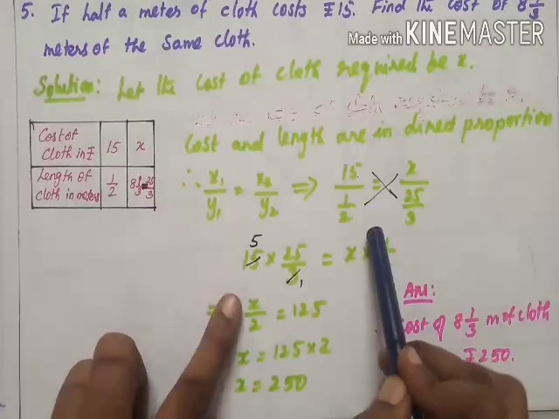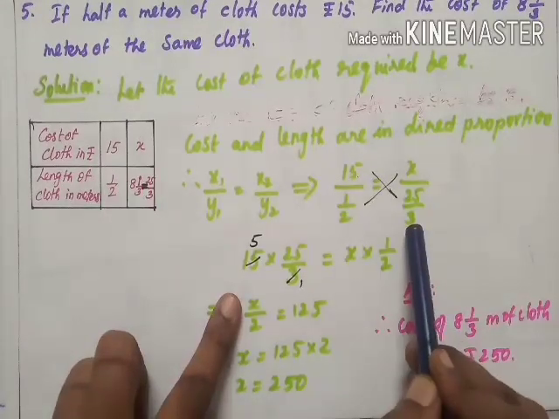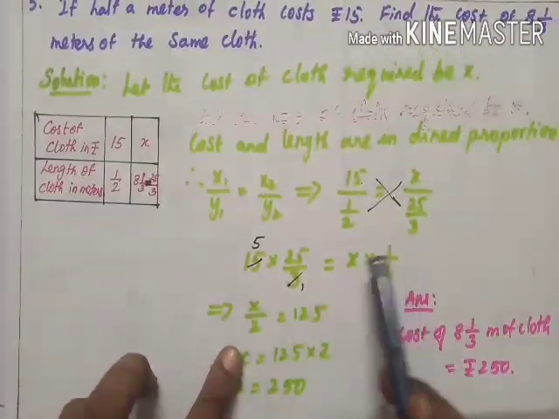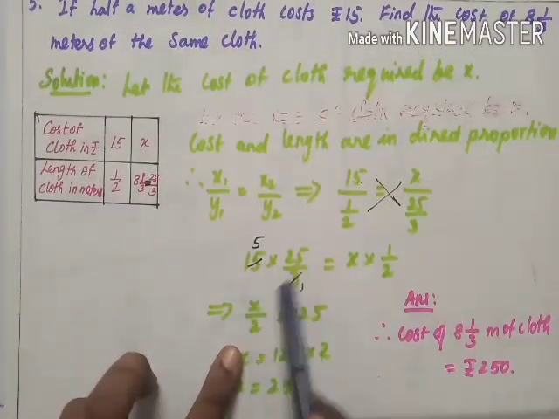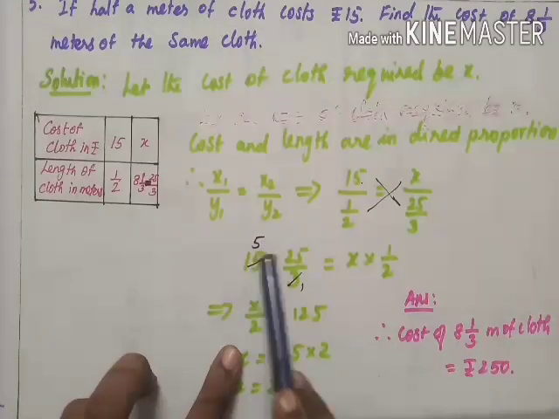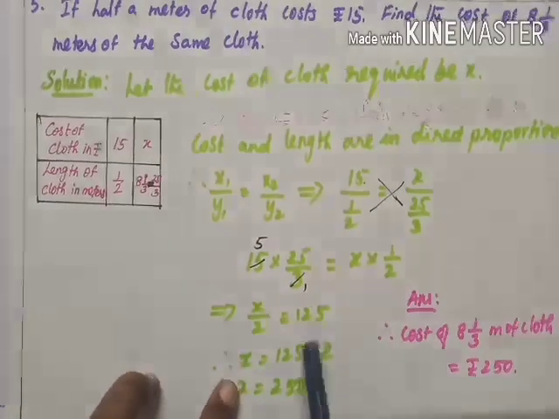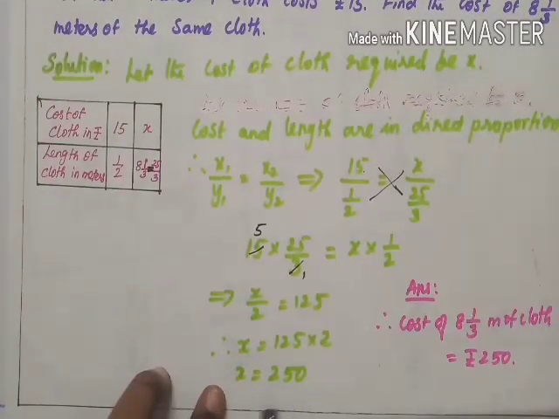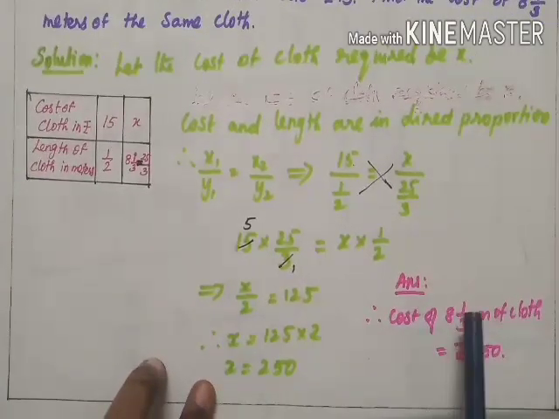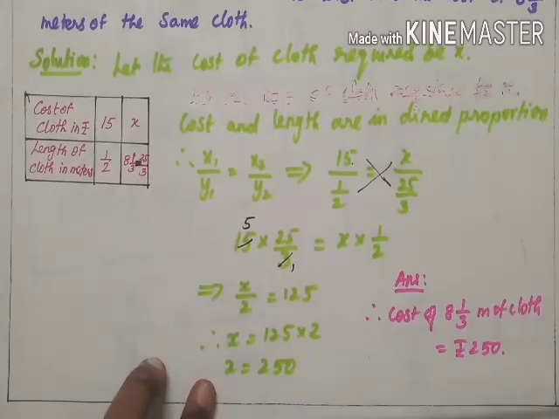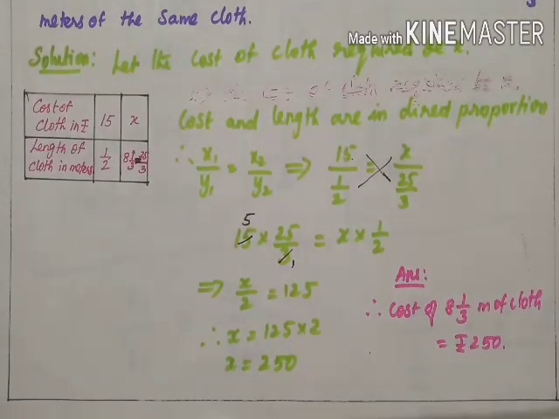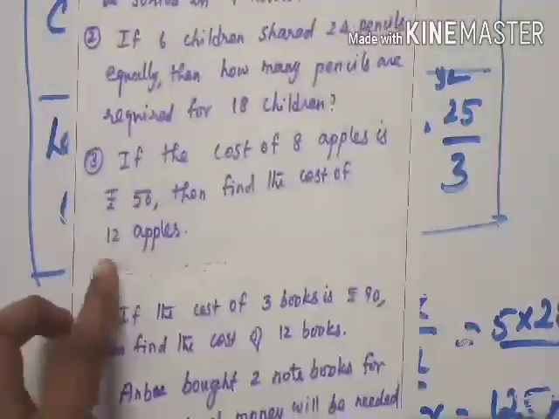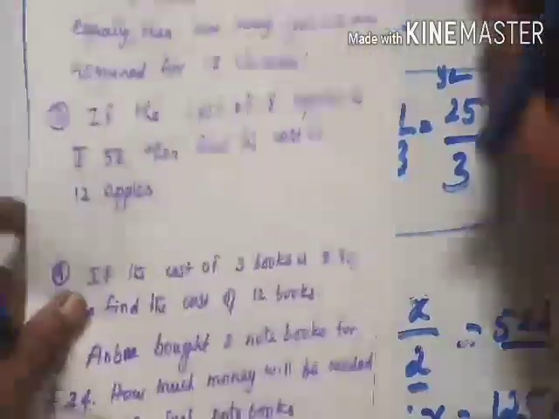Do the cross multiplication. 15 into 25 by 3 equal to x into half. So x by 2 equal to, do the cancellation. 1 3 is 3, 5 3s are 15. 25 into 5, 125. So the value of x is 125 into 2. X is equal to 250. Cost of 8 1 by 3 meter cloth is equal to rupees 250. Yes, right. Here for you people today you have 6 sums homework.